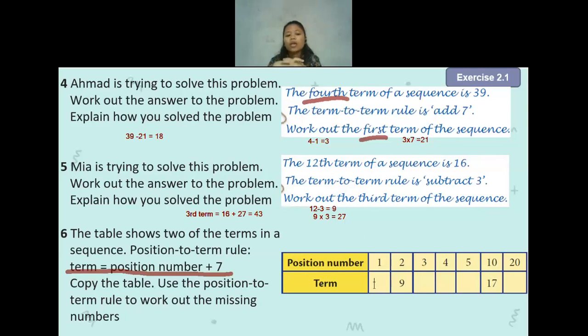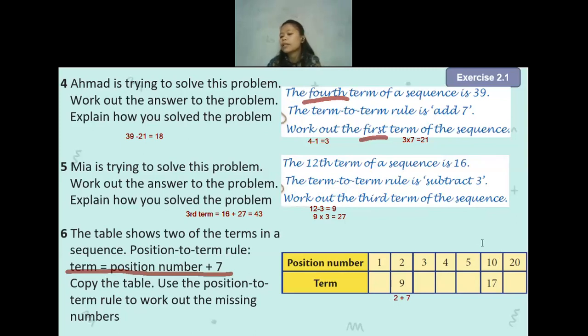Anyone knows? Okay, if you get confused, you can read the question. Position to term rule is position number plus 7. Now, the ones that already have the term are the second term and also the 10th term. For the second term, it's 9. The position number is number 2, so I can replace the position number with 2. The term is position number plus 7. If I do 2 plus 7, is it equal to 9? Yes, it is equal to 9.